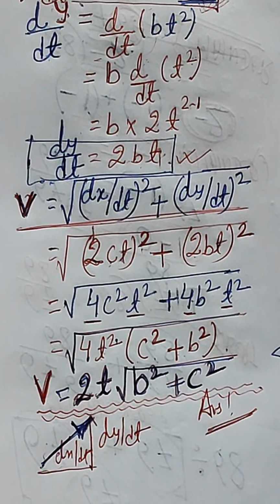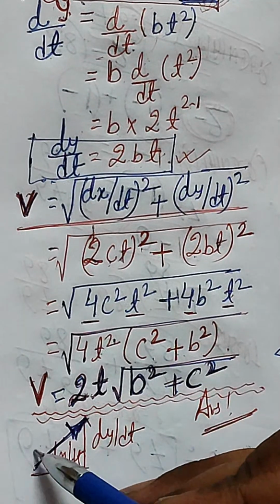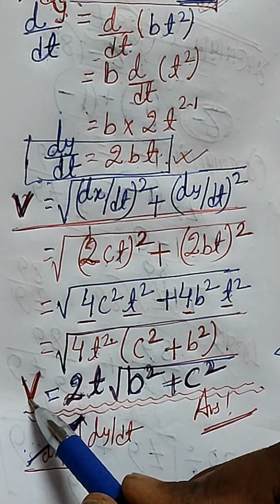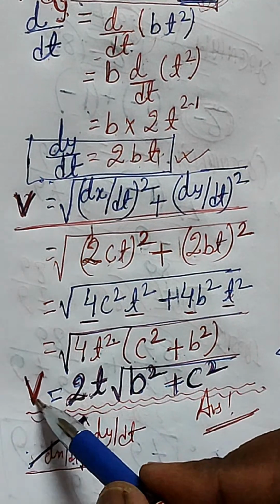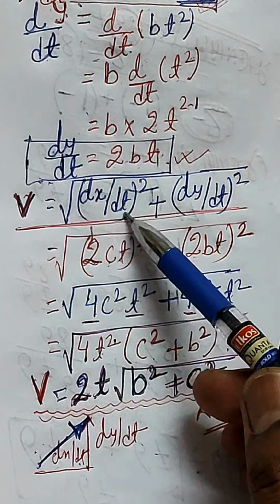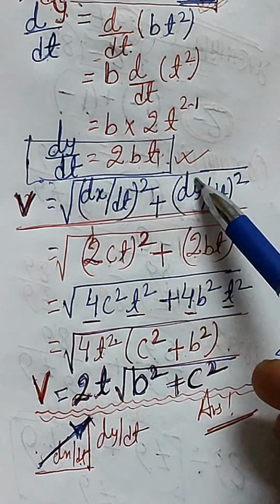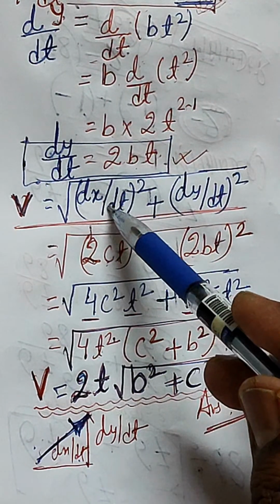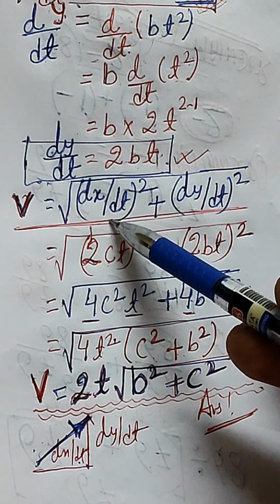Right, so we simply used the same, we calculated the speed of the body as root over of dx by dt whole square plus dy by dt whole square, because this gives you the x component of the velocity.